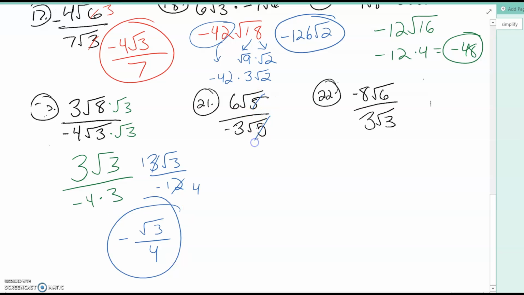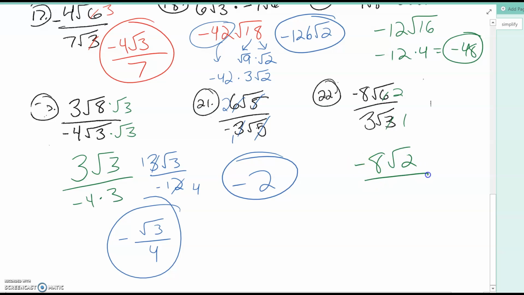This one, 5s cancel out. This would be 2 and 1. So I'm just left with negative 2 for 21. And for the last one, this would be a 2 and a 1. I have negative 8 square root of 2 over 3. And that's it.